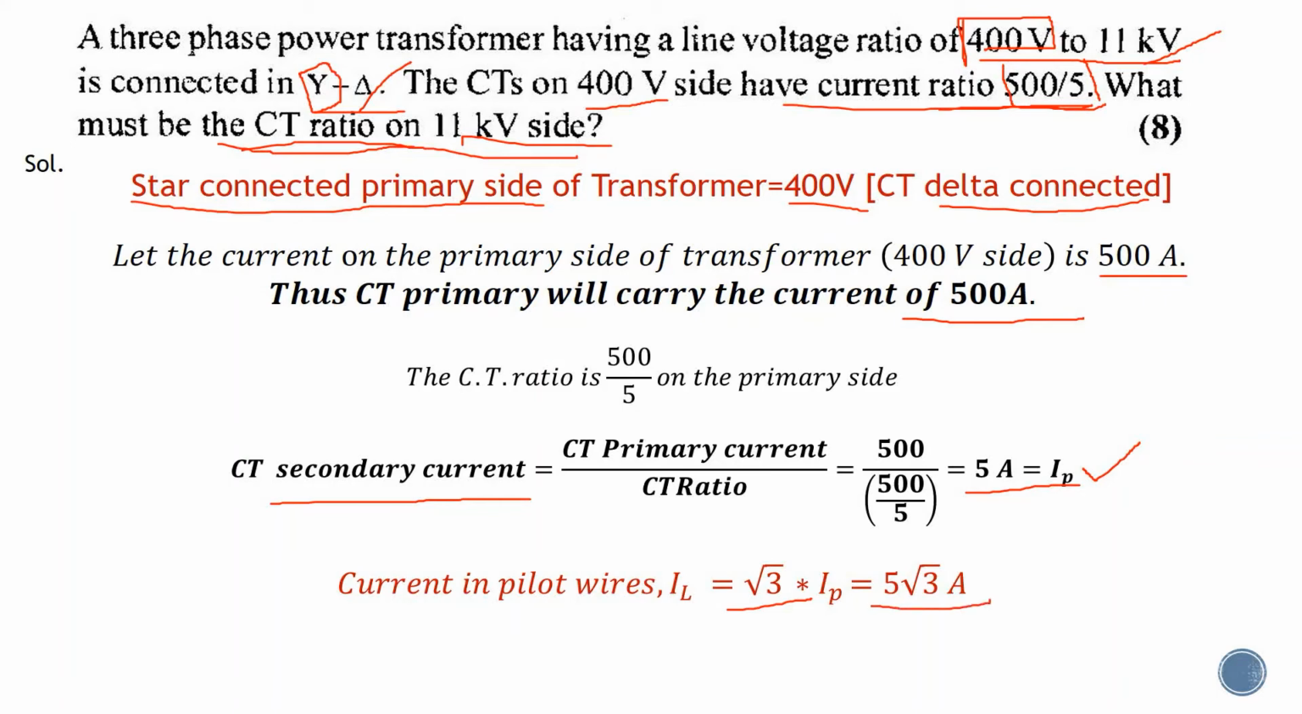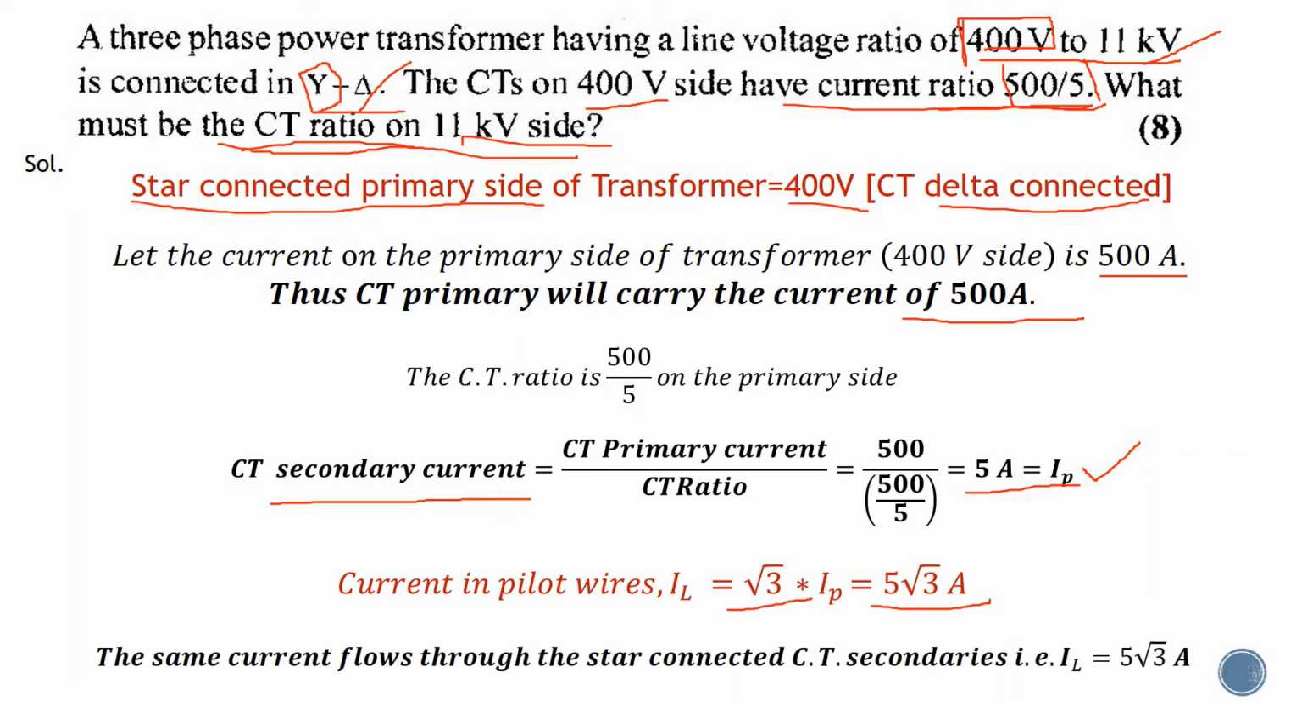This current will be same for the star connected CT secondary. As already told, the secondary side is in delta, that is the CT here will be in star connection, and for star connected CT the line current and phase current are same, that is the current in pilot wires will actually be its CT secondary current. Therefore, the same current flows through the star connected CT secondary.